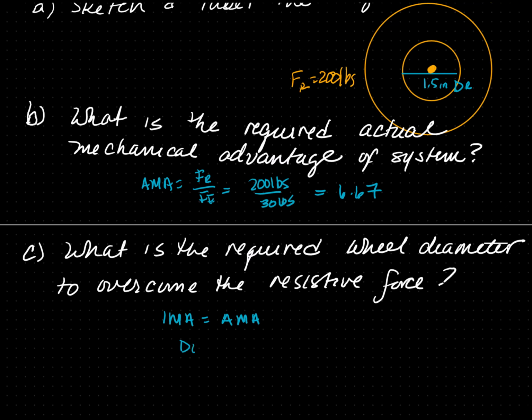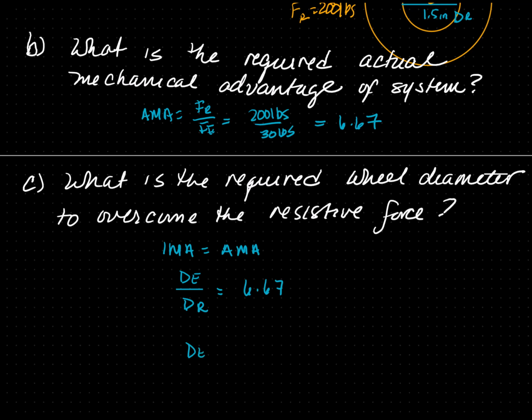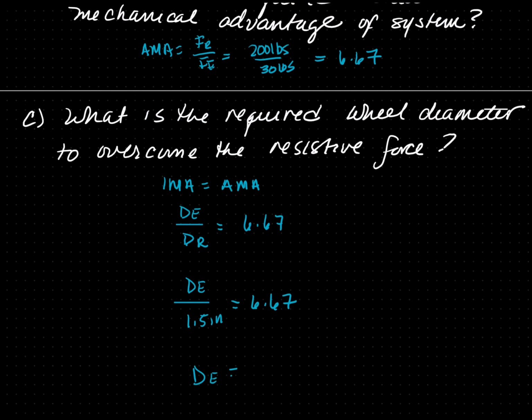IMA is equal to the distance of the effort divided by the distance of the resistance. This is equal to 6.67. DE is what we're looking for. Resistance is 1.5 inch. This is equal to 6.67. DE is equal to 10.00 inch.